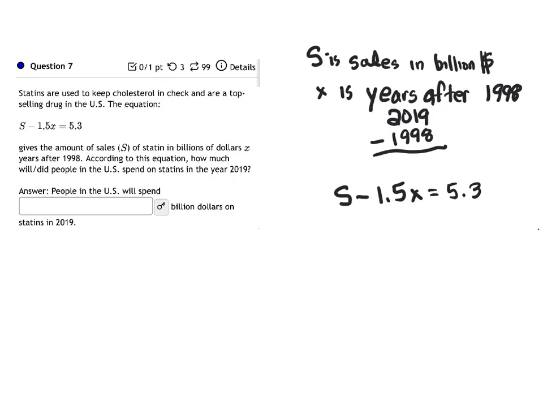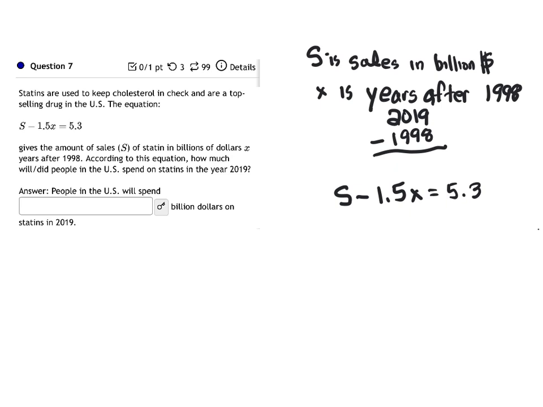This problem has several parts to it. First of all, they give you the formula, so you don't have to figure out the equation. It's S minus 1.5x equals 5.3. Then below that it says, the formula gives the amount of sales. That's what S is. S is sales in billions of dollars, and X is the years after 1998. Not 1998, but the years after.